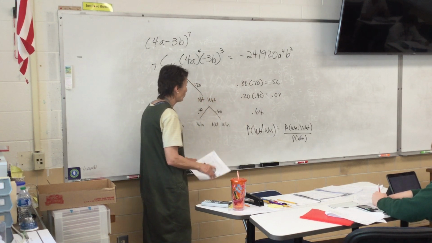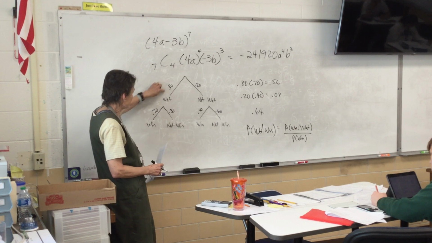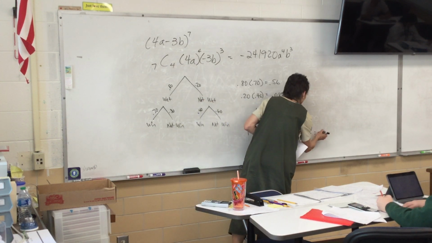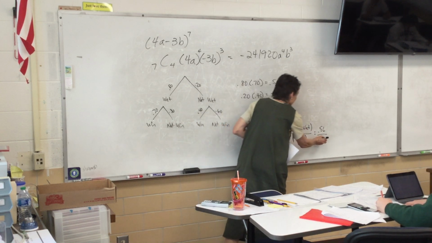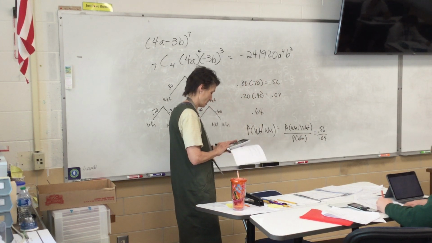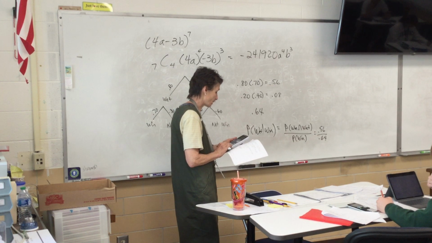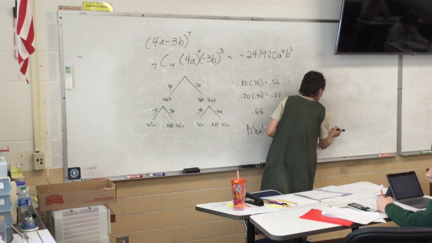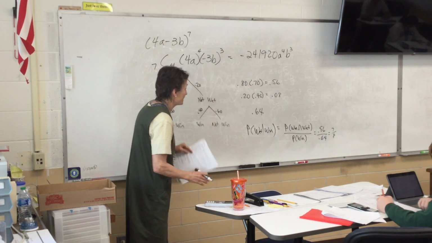All right, so what's win and wet? Wet and win is this one, so that's 0.56. And the total probability of a win was 0.64. So that simplifies to 7/8. Oh yeah, I guess I could have done that myself, but oh well, 7/8.